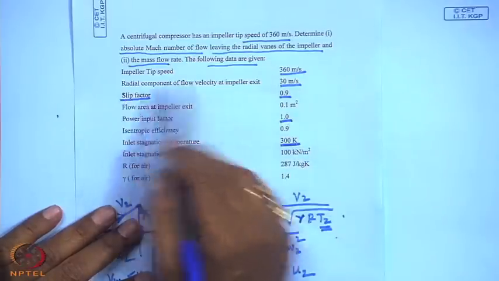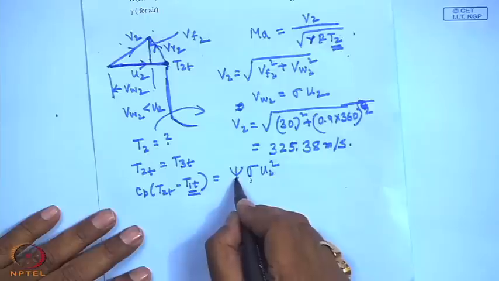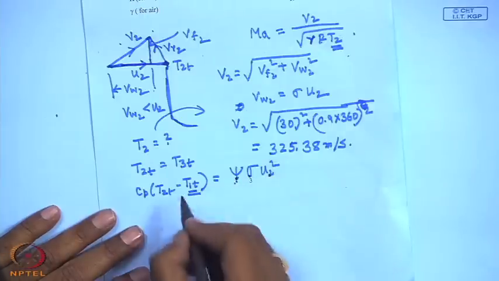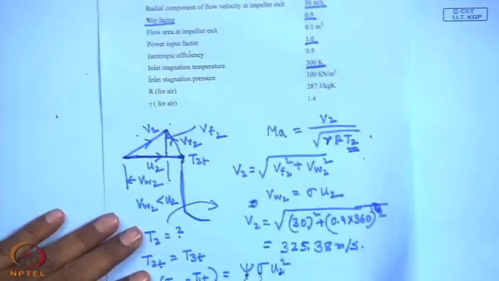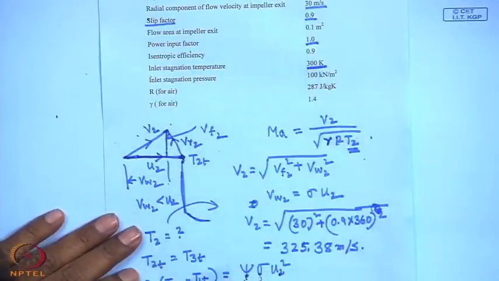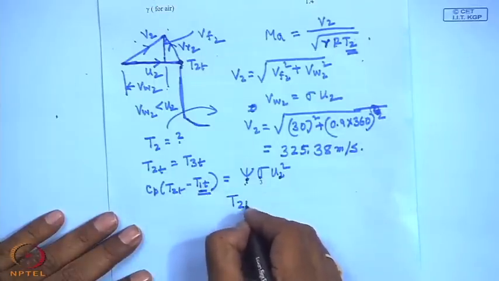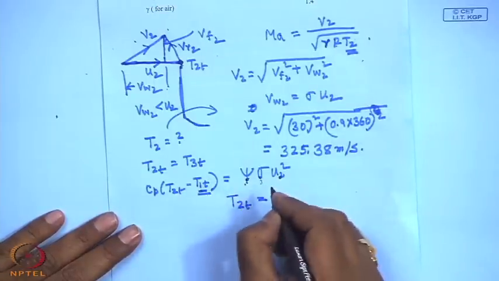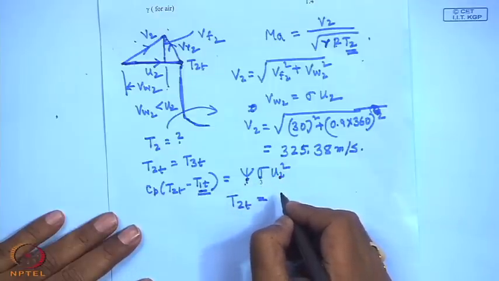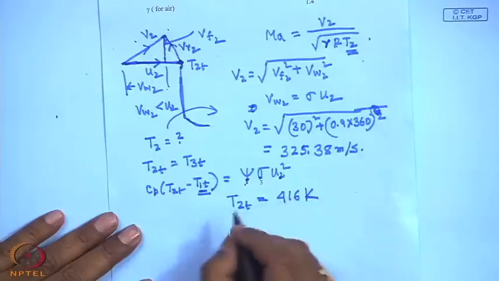Now, the power input factor psi is given as 1, the slip factor sigma is given as 0.9, U2 is given as 360 meter per second, and T1T, the inlet stagnation temperature, is given as 300 K. So everything is given except T2T, from which we can find T2T. Ultimately, if you calculate, T2T will be 416 K. I am not writing every step because everything I know.